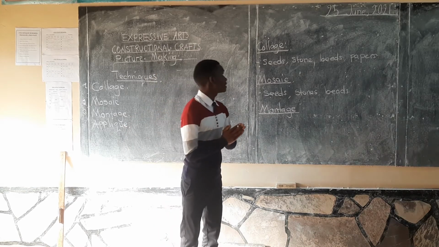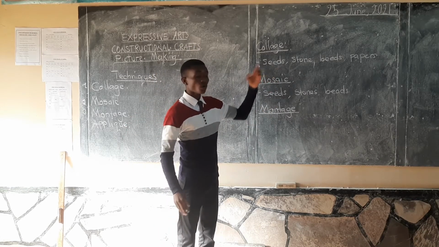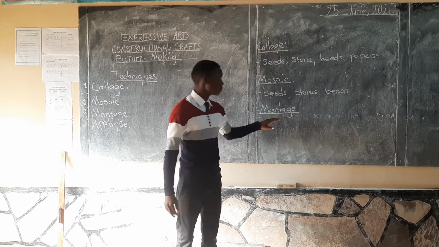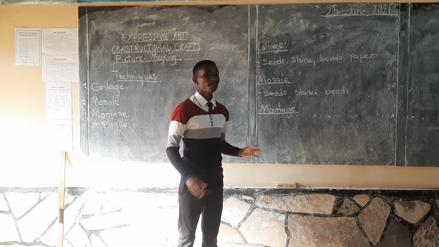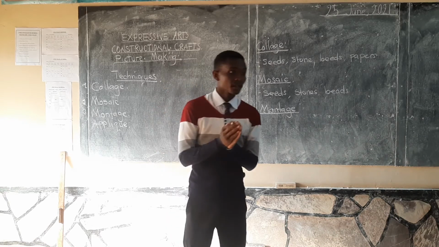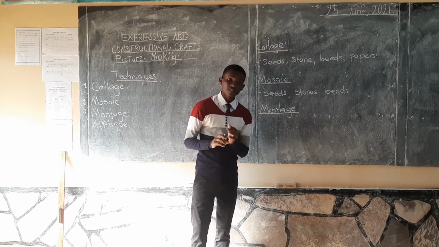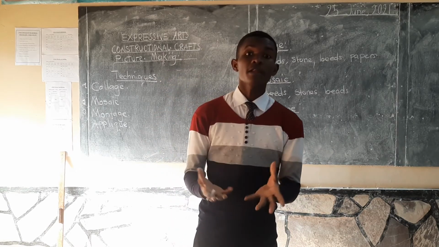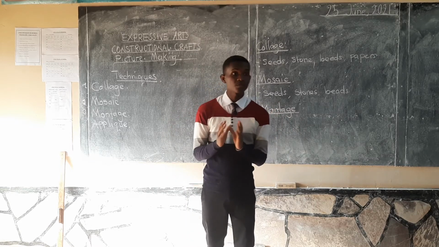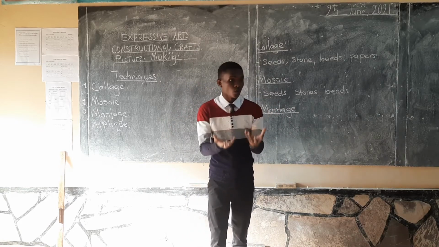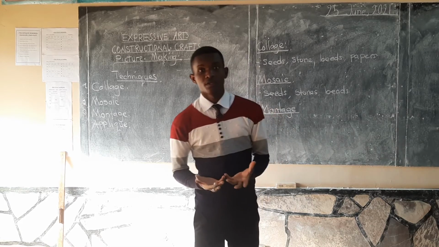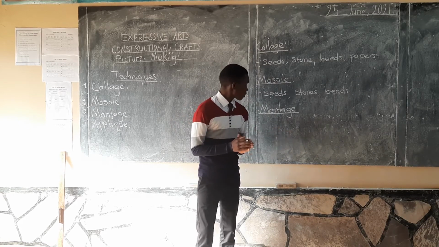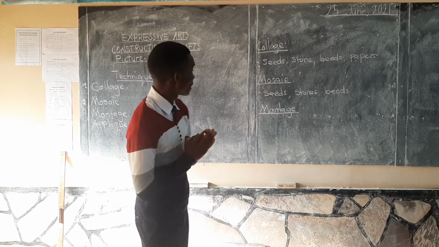So the difference is, here we use seeds, stone, or any other materials. Here we also use the same, but under montage, here mainly we use pictures of different things. So for example, I've given an example, you can get pictures from the magazine, from the newspaper, or from any other book. So nice pictures that you can put together that can also tell maybe a story or just make a nice picture. So these are some of the picture making techniques.